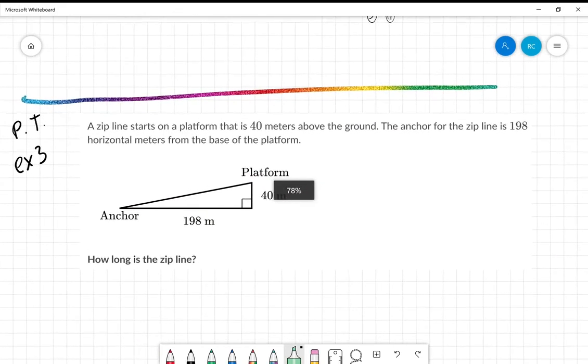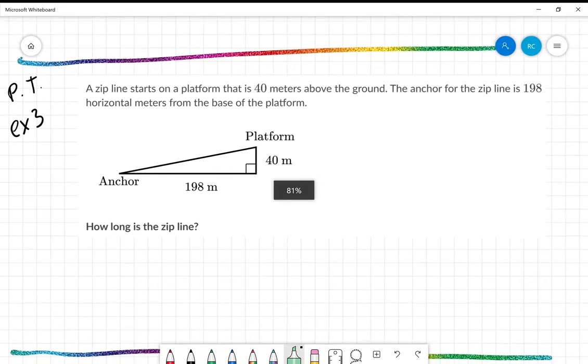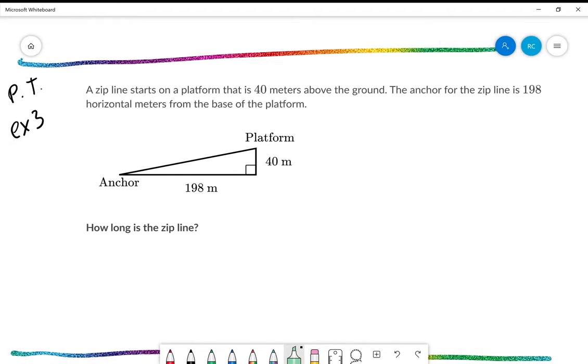Here we've got a zip line that starts on a platform that is 40 meters above the ground. The anchor for the zip line is 198 meters from the base of the platform, so this is approximately a 2 football field zip line. So that's pretty great. So the question is, how long is the zip line? So our distance, d, is right there.